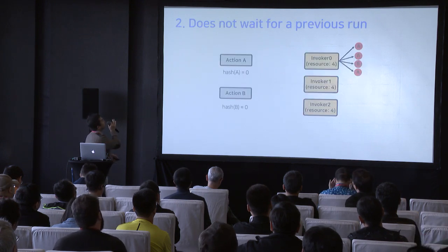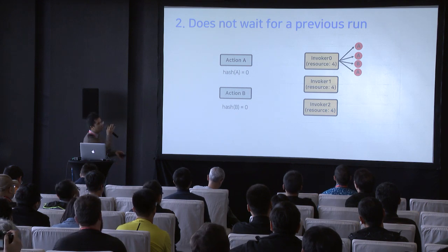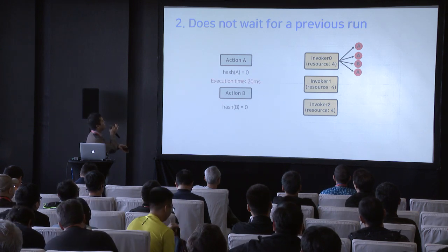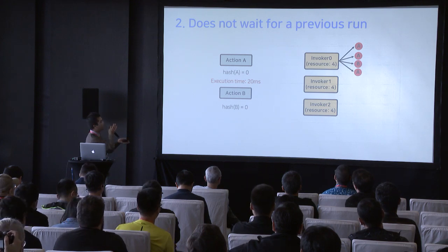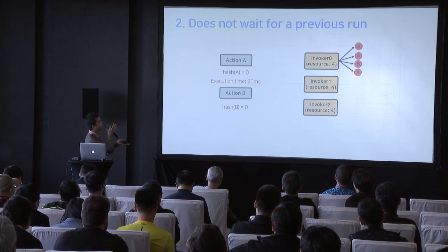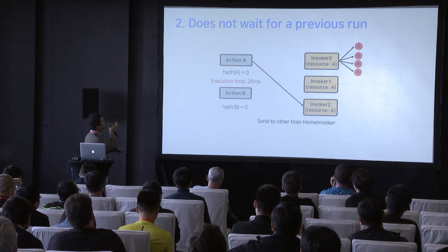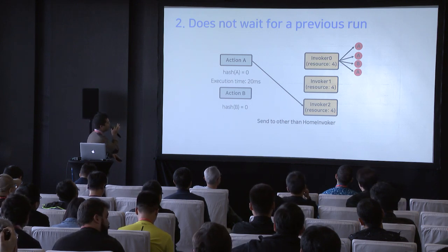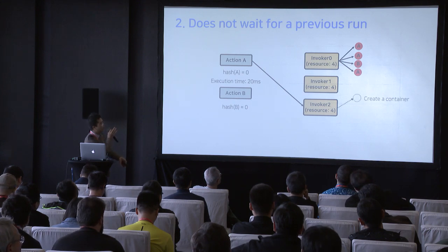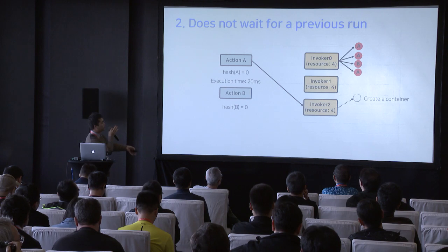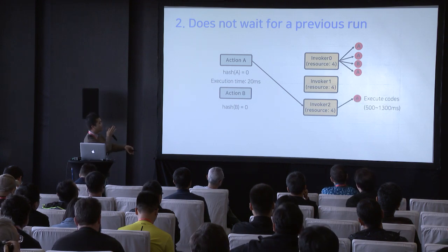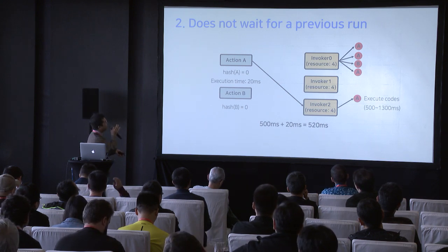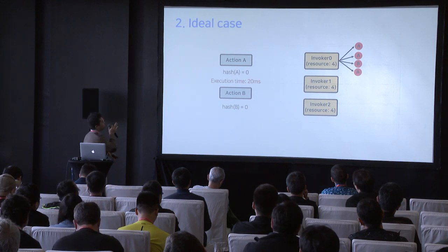The second issue is that the invocation doesn't wait for a previous run. What does this mean? I will use an example to explain. Let's say the execution time of action A is about 20 milliseconds and its invokers are busy now. So the new request of action A will be sent to another invoker, like invoker 2. And this is a cold start: create, initialize, and execute, and it will take about 520 milliseconds. But wait, it doesn't schedule, but just waits.